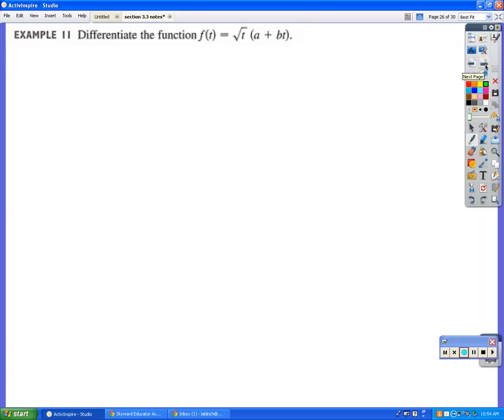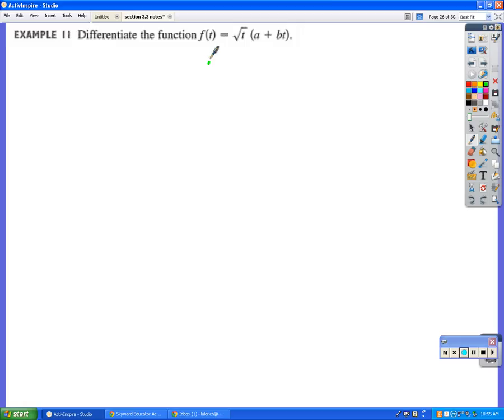Okay, so let's try differentiating the function f of t equals the square root of t times the thing we did yesterday, dt. Now, when you look at that, what you have to do is identify which is the variable and which are the constants. Which is the variable? T. How do you know? Because it's used more than once. That's a good rule of thumb.